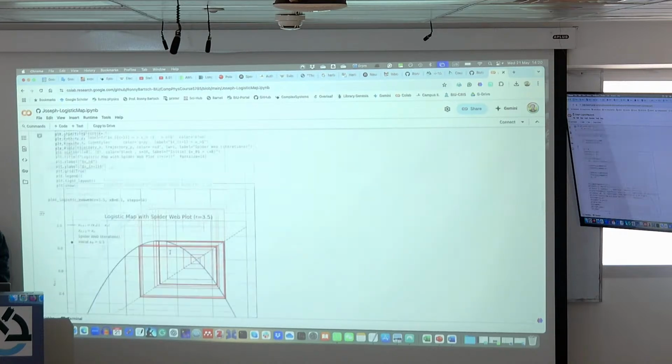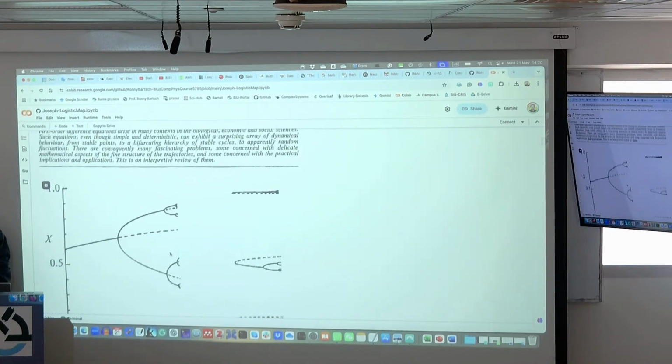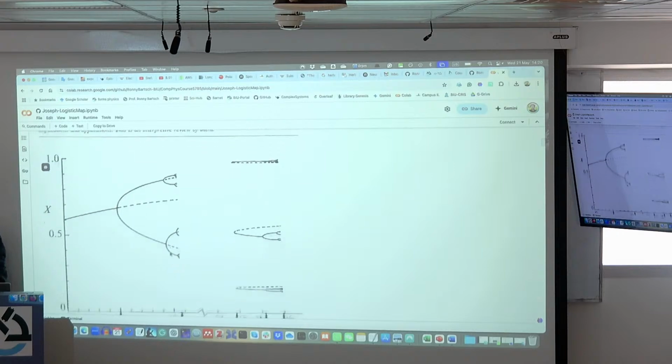Go back again. Everybody understood now what a logistic map is? I didn't understand this. I'm sorry.